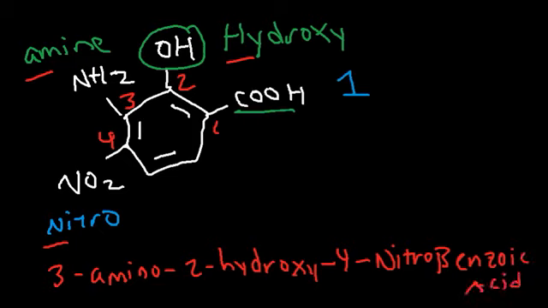Now you might be wondering, when do I use a dash? When do I use a comma? When do I not use it? Because between nitro and benzoic acid, we didn't use a dash or a comma. Whenever you're separating a number and a letter, you need to put a dash in between. When you're separating two numbers, let's say like 2,2-dimethyl, you put a comma. Here we don't need anything because we have two letters, O and B. Comma is used to separate two numbers. A dash is used to separate a number and a letter.